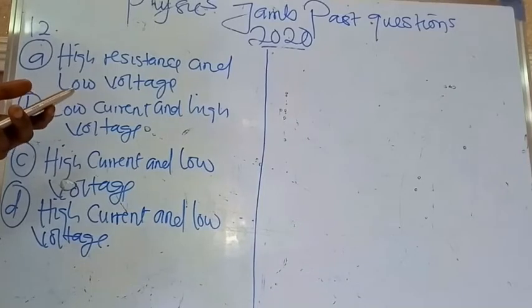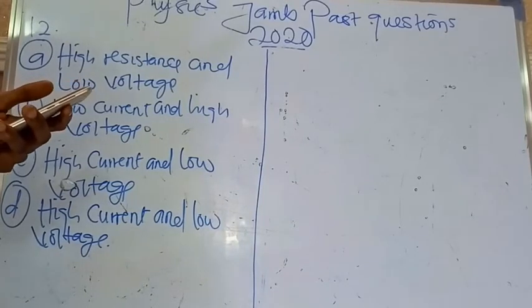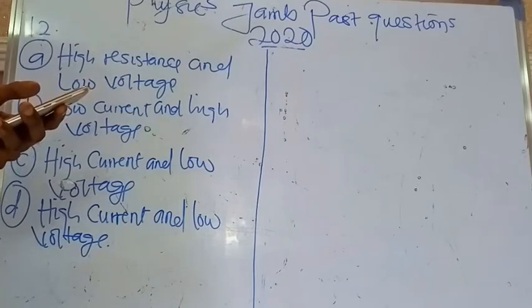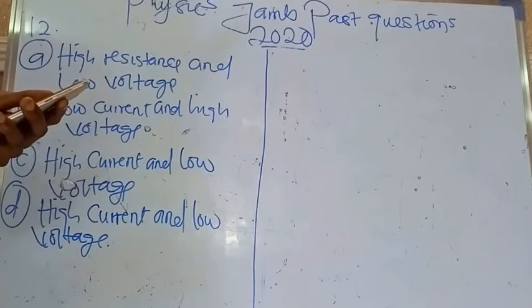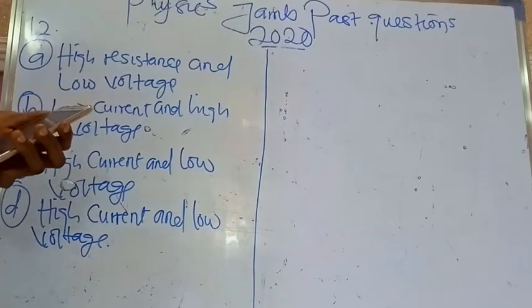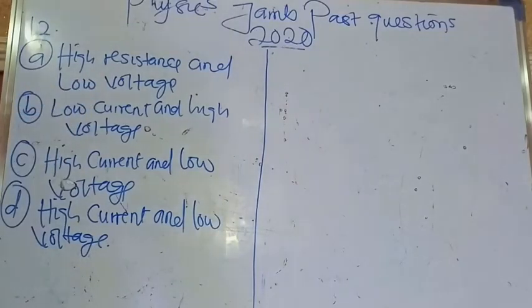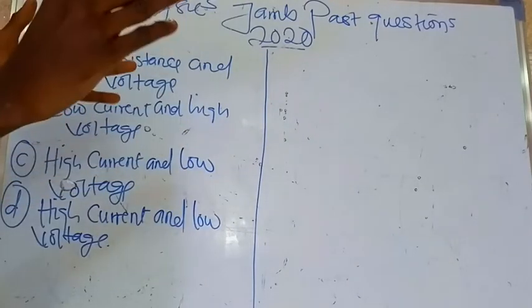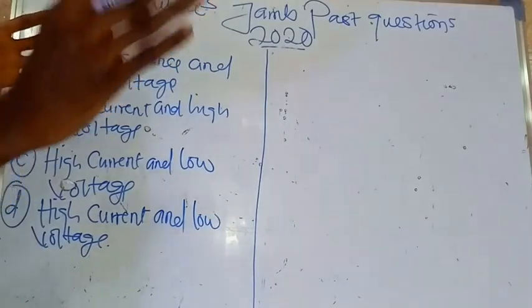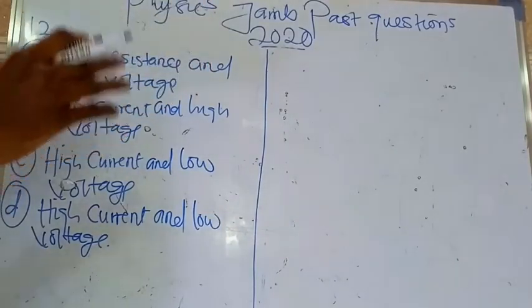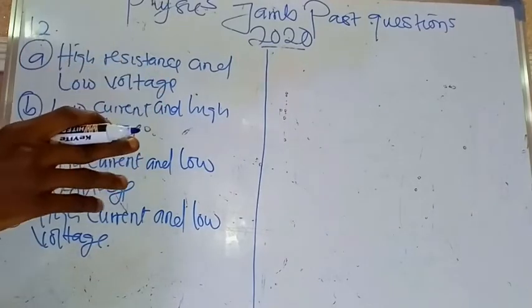Question number 12. Which of the following can be described as high tension transmission? A, high resistance and low voltage. B, low current and high voltage. C, high current and low voltage. And D, high current and low resistance. So you see, high tension transmission, you can usually see them in a circuit. You can see the pylons that are holding electric wires over a long distance. So what you are seeing are the high tension transmission lines.